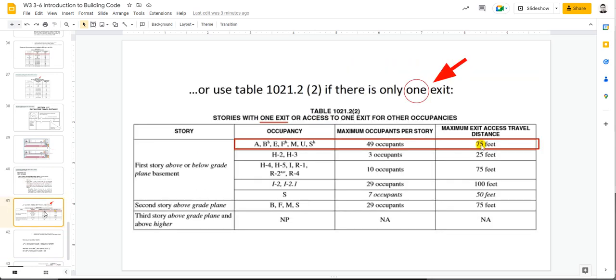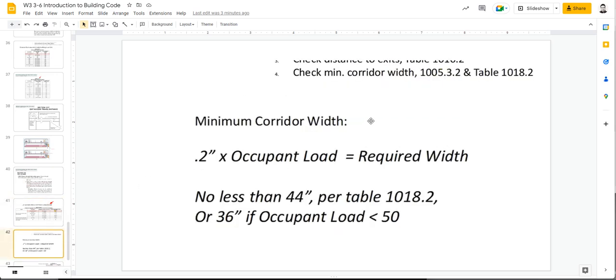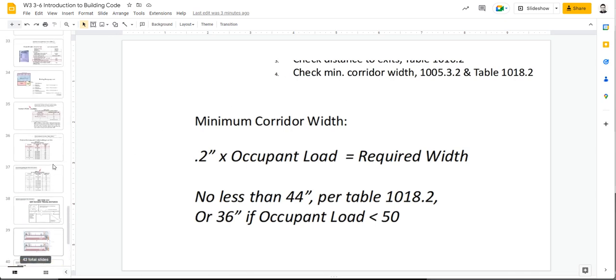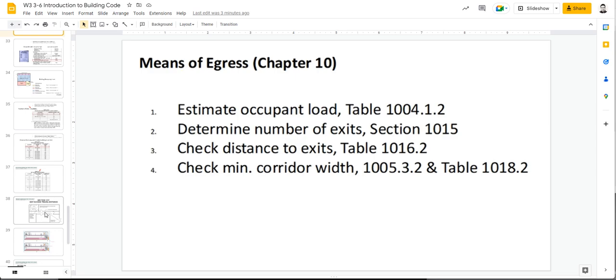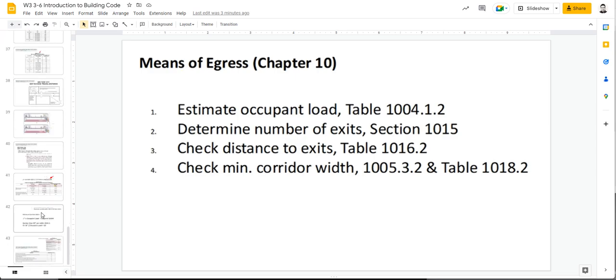And then the last number four out of what we're talking about here. We were talking about the means of egress, exiting. We discussed occupant load, how many exits, typically two, and then we talked about the distances, and now we're at number four, which is the last one about means of egress.